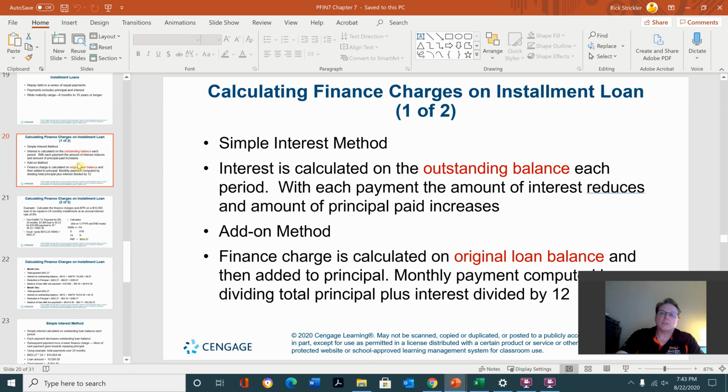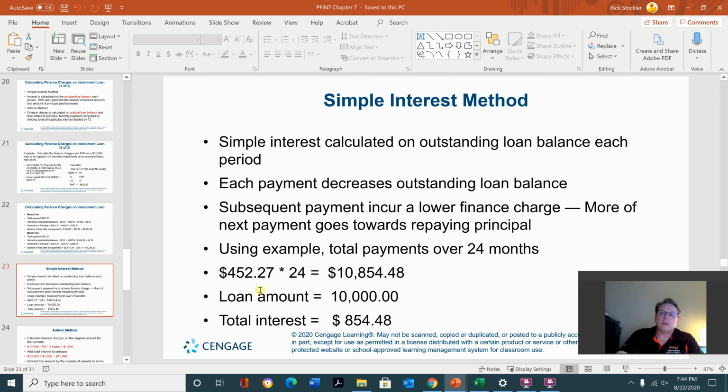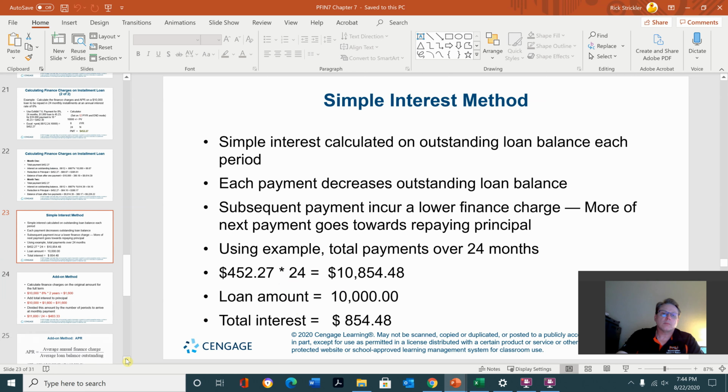Calculating finance charges. Interest is calculated on outstanding balance. Could be calculated on any given term: daily, weekly, monthly, quarterly, semi-annually, annually. And there's an example. Okay, and again, we're doing a simple interest method. $452.27 times 24 months equals $10,854.48. The loan amount was $10,000, so the difference is your interest.